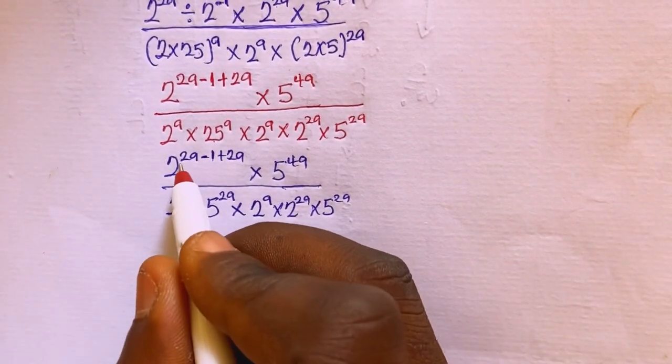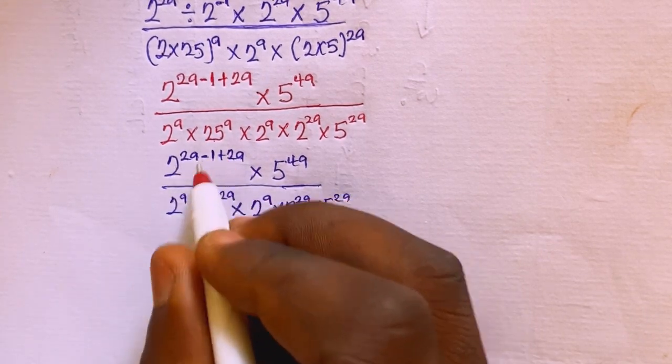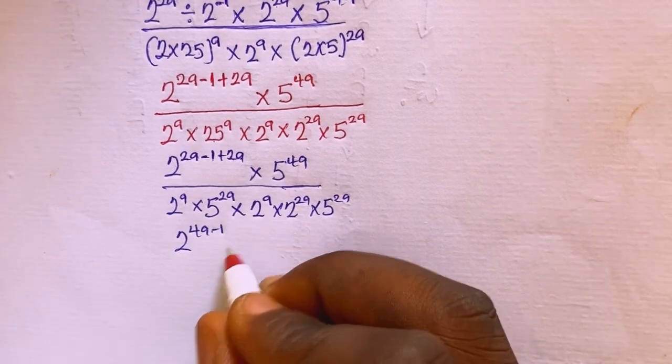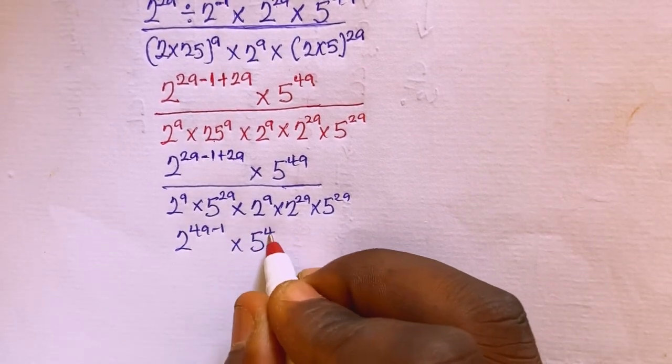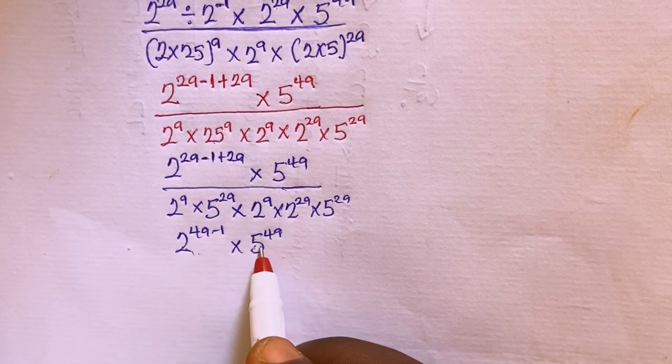I can have this now: 2a plus 2a, that's actually 4a. Then I'm having this to be 2 raised to the power of 4a minus 1, then multiply by 5 raised to the power of 4a. Note, I can't go ahead and add it because they are having different bases.